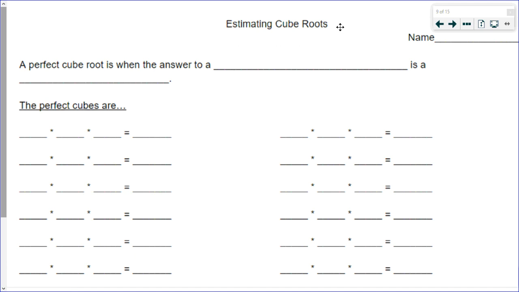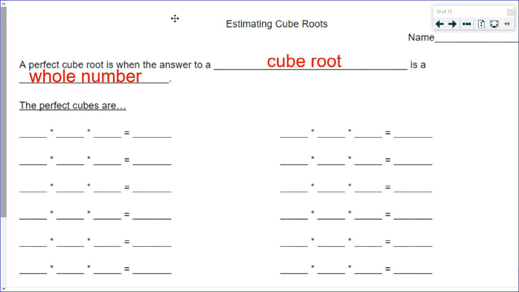So at the top it says a perfect cube root is when the answer to a blank is a blank. You can probably guess what's going in those blanks. It is cube root and whole number. So just like with perfect squares, a perfect cube root is when our answer is a whole number. We don't have any fractions or decimals to deal with.